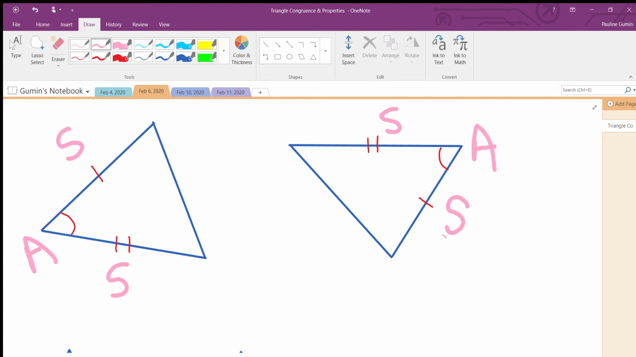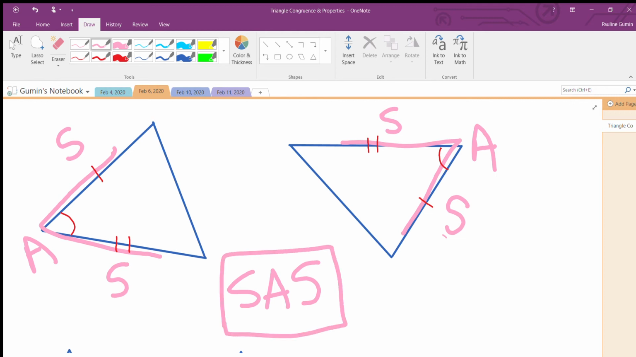They have the same 3 signs in the same order. Side, angle, side. Side, angle, side. That's one of the ways we tell triangles are congruent, if they have a side, angle, and side that are the same and in the same order.